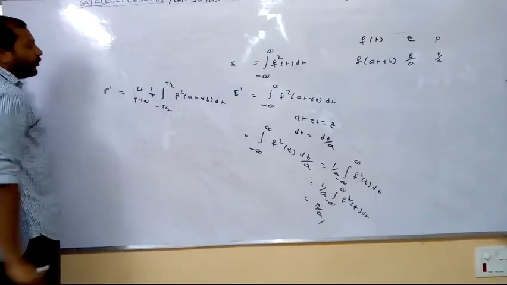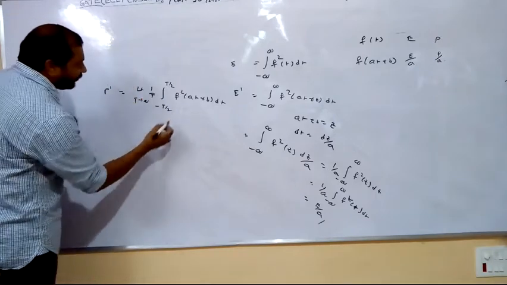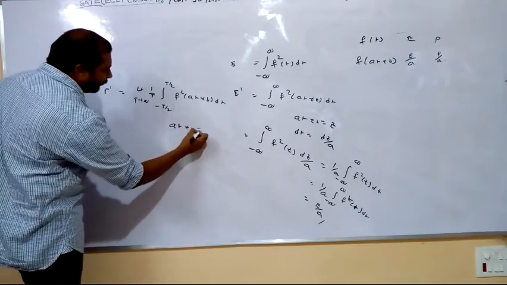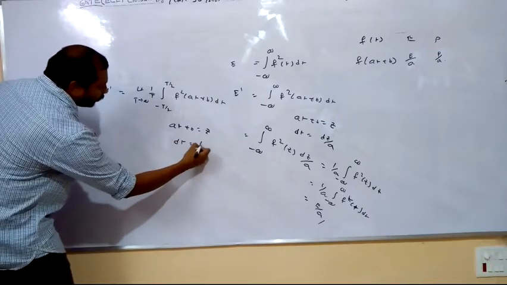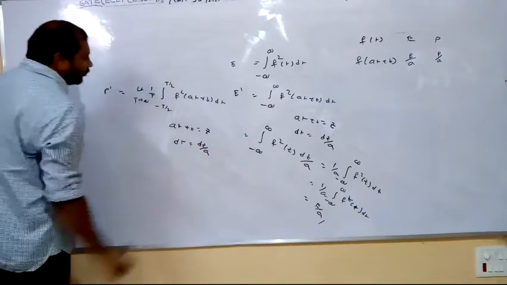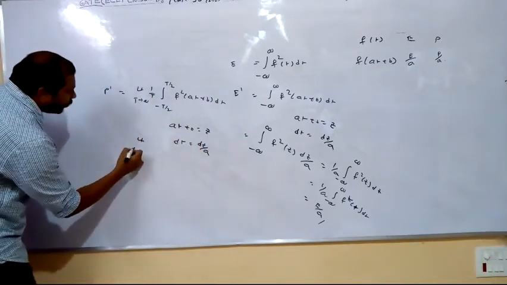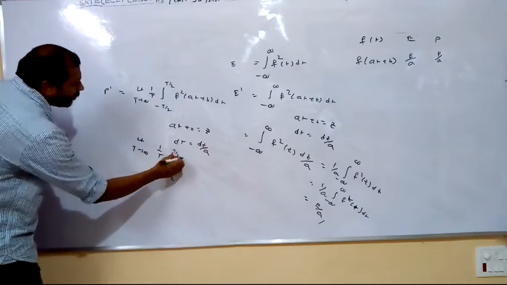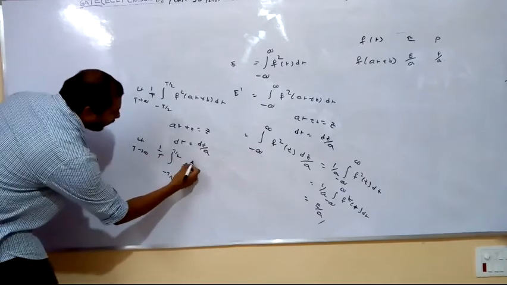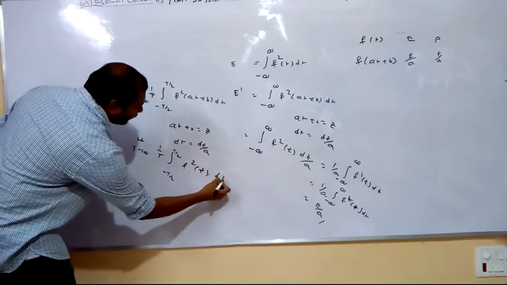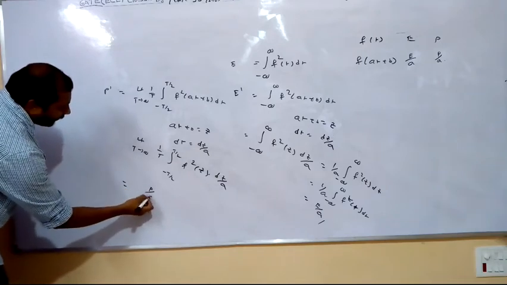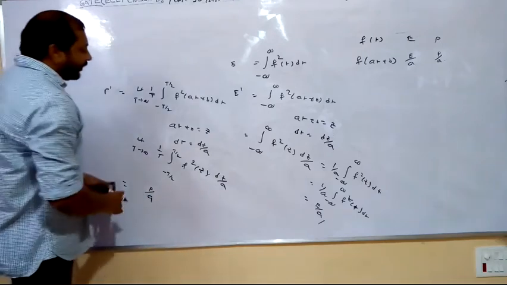With the limit t tending to infinity. Now here I am also considering this At plus b equal to some z. Then dt is equal to dz divided by a. So we can write directly this equal to limit t tending to infinity 1 by T integration from minus T by 2 to T by 2 f square of z into dz divided by a. So this can be represented as the power divided by a.